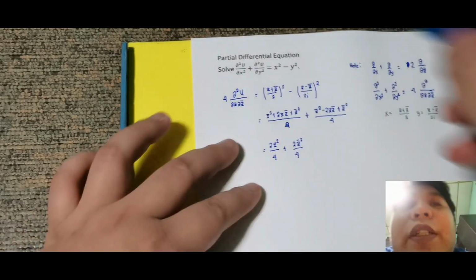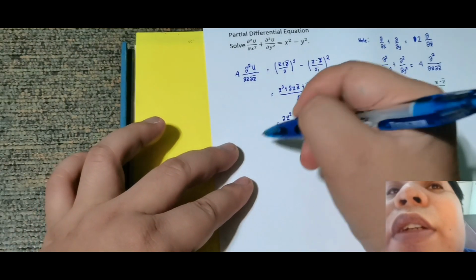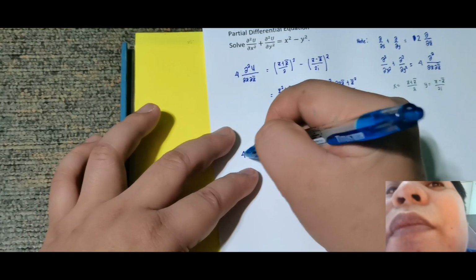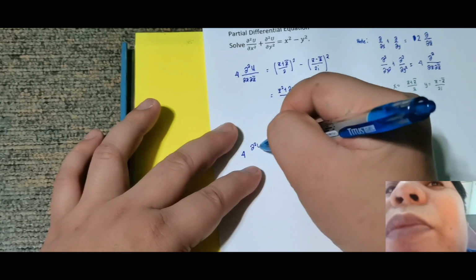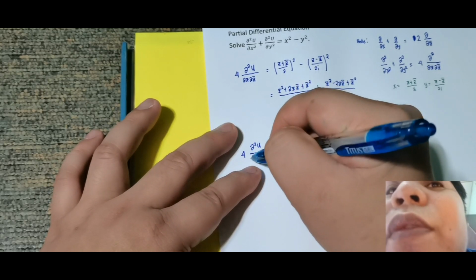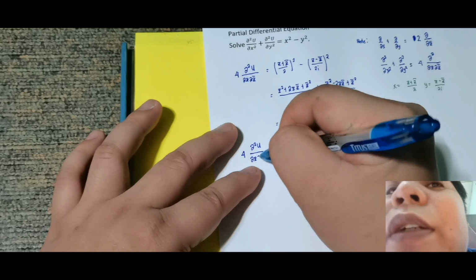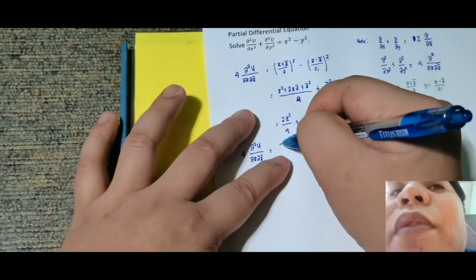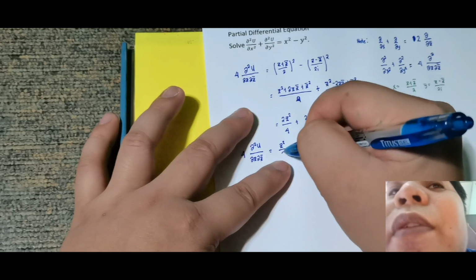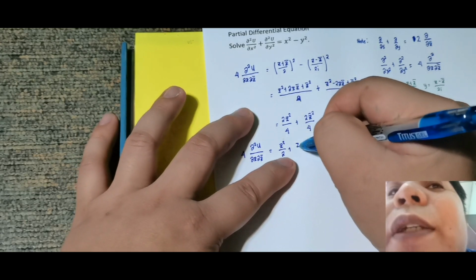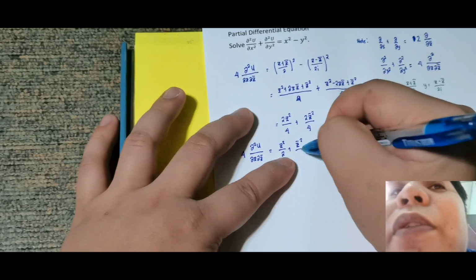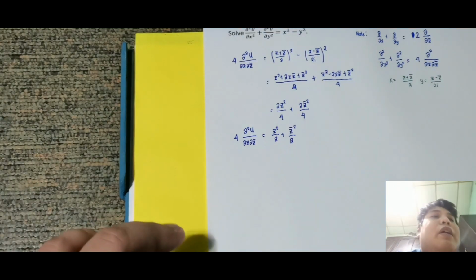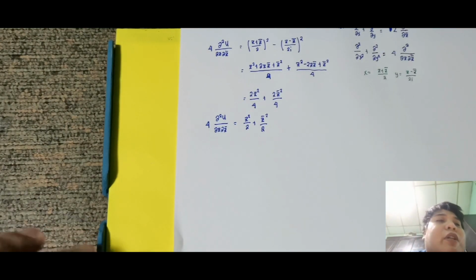Tama ba? So this is equivalent sa 4 second partial derivative of u over partial derivative of z partial derivative of z bar equal to z squared over 2 plus z bar squared over 2. Malayo-layo pa tayo sa solution, yan ay parang intro pa lang talaga yan.